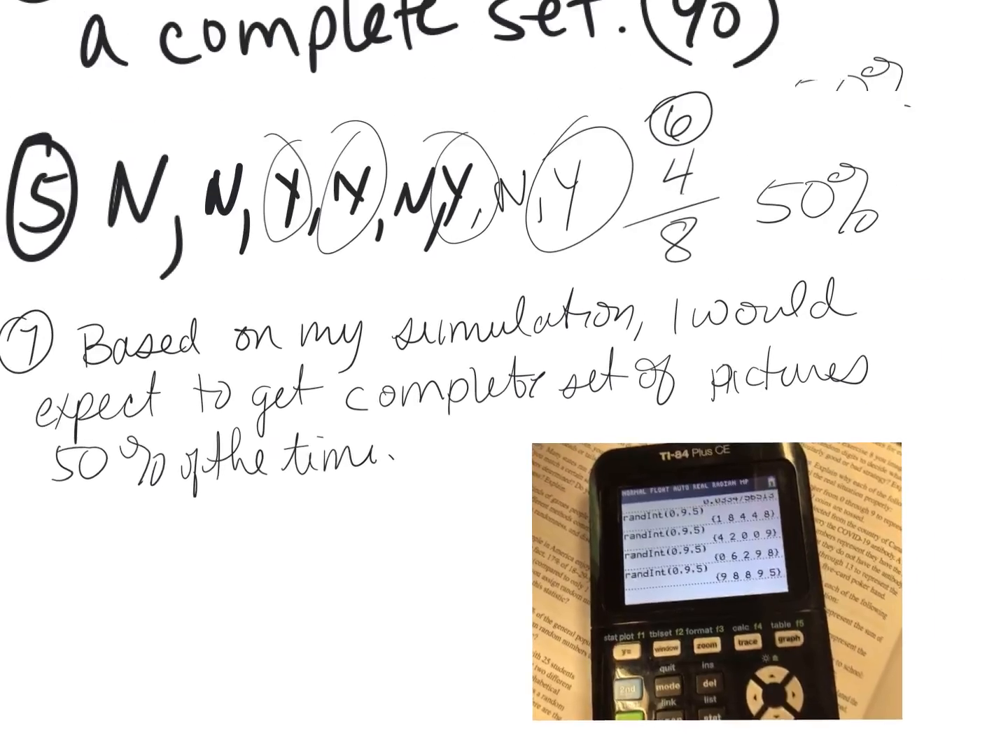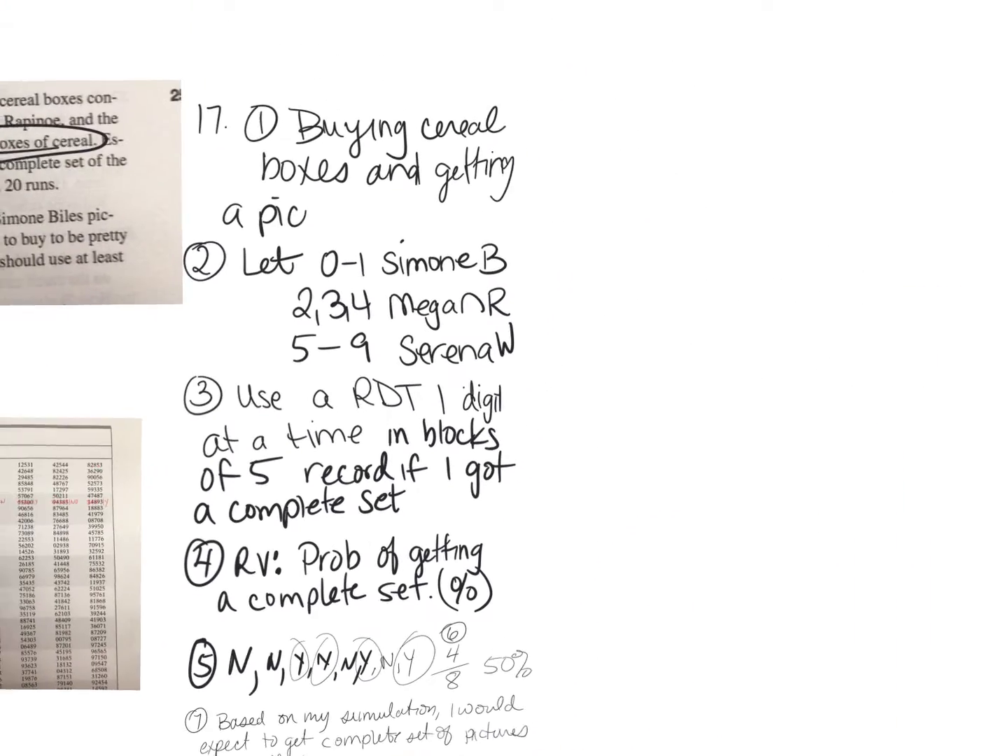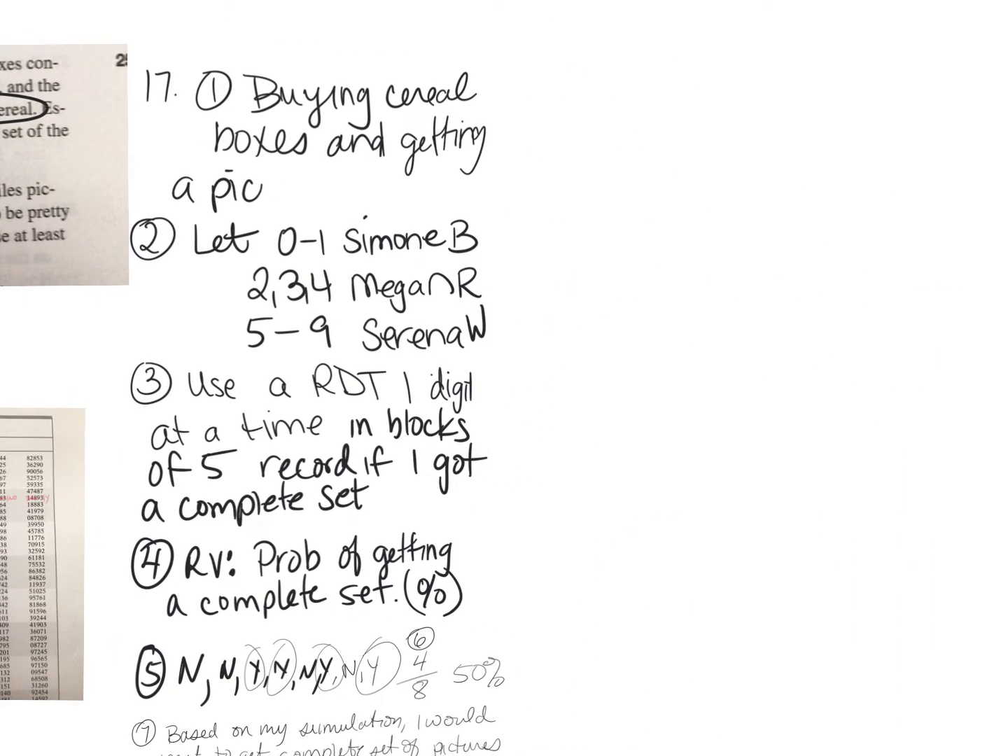We're still simulating buying cereal and getting a picture. We are still letting 0 and 1 be Simone Biles. Those probabilities haven't changed. And 2, 3, and 4, Megan, and 5 through 9, Serena. We're going to use a random digit table 1 digit at a time, until, instead of saying in blocks, until we get a Simone picture.